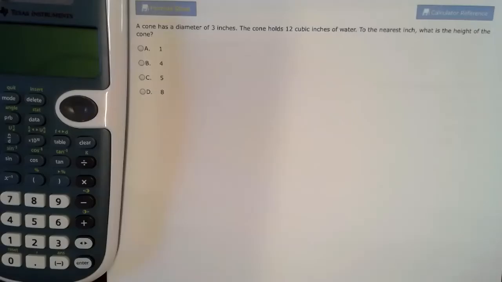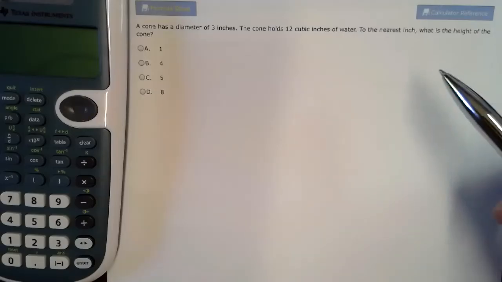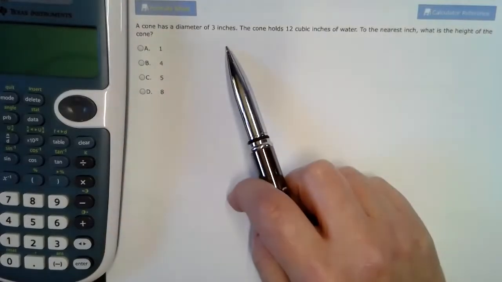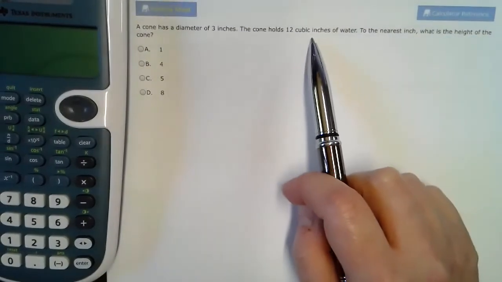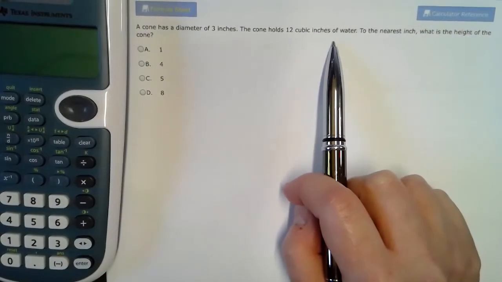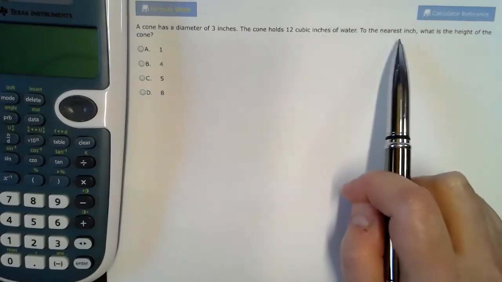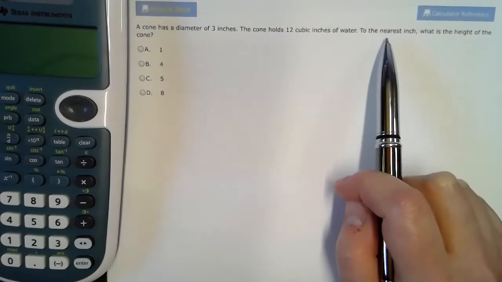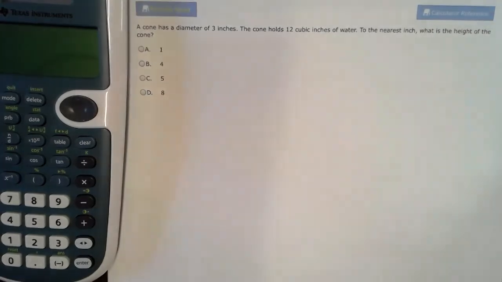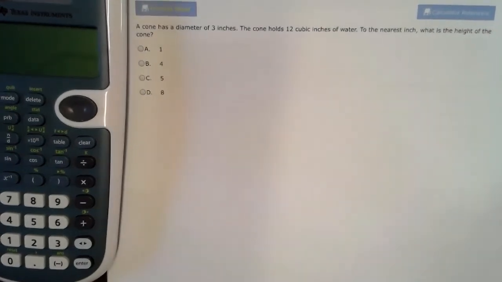This is another geometry problem. The cone has a diameter of 3 inches and it holds 12 cubic inches of water. That means it's probably a volume question. To the nearest inch, what is the height of the cone? So they gave you the volume, but you still need the volume formula.